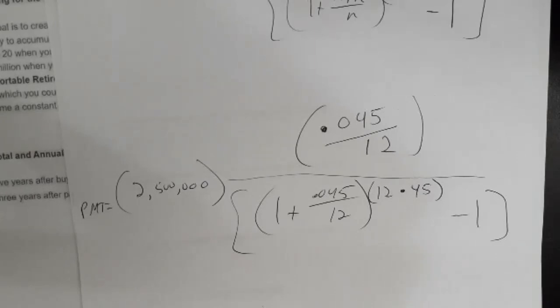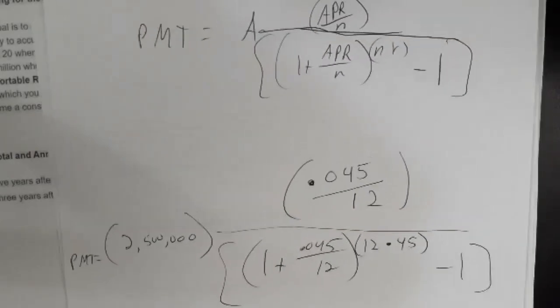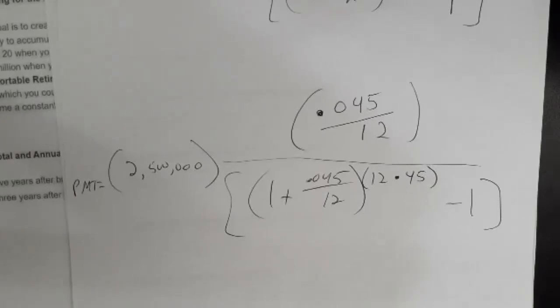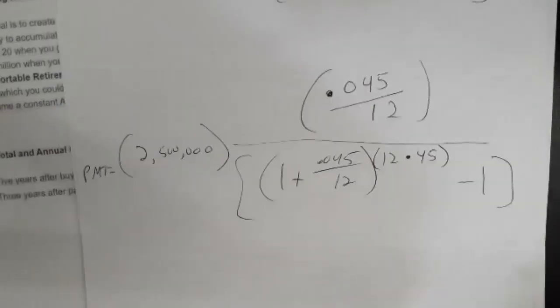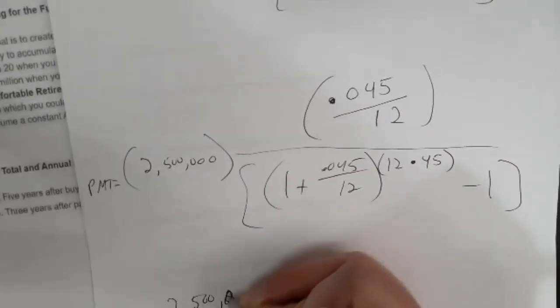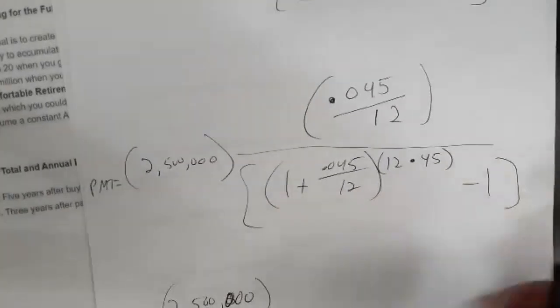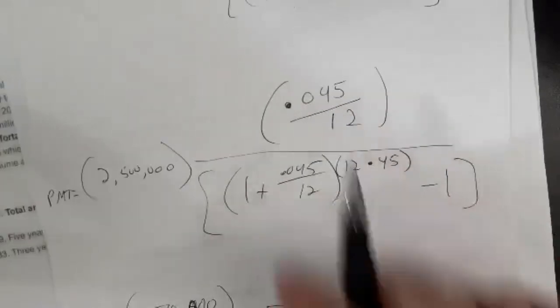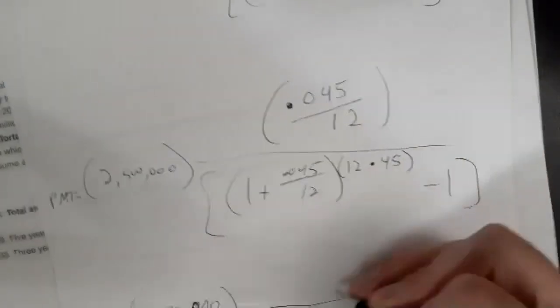Well, this is even. I ain't gonna be able to check it. So guess you'll just have to have a little faith. 0.045 over 12. So a lot of these things we can simplify. So there's the 2.5 million. I'm multiplying that by some big crazy fraction, 0.045 over 12. So I can do these a little piece at a time. 0.00375 is what that's giving me.